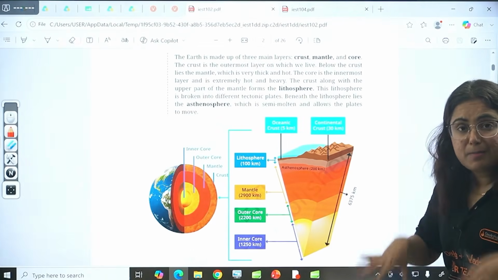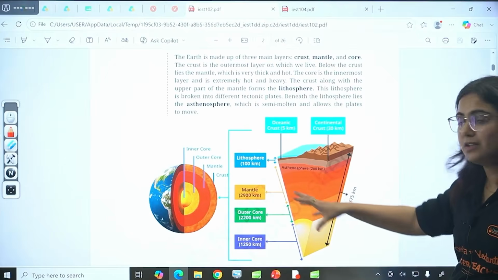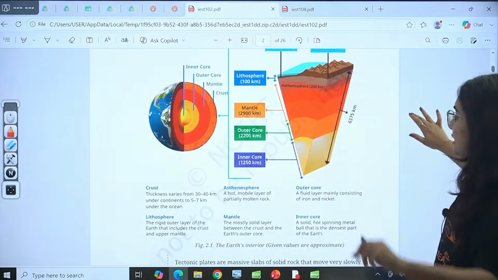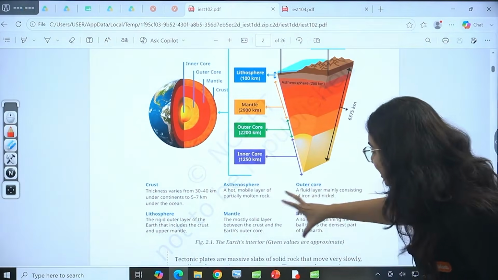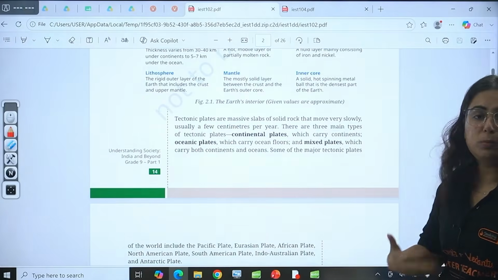Because I remember in class 6, class 7, what was the question? Draw the interiors of the earth, draw a neat and labeled diagram. If you are feeling that we reached class 9, ma'am, this is not going to come. No. See, the pointers here are listed very nicely. I particularly believe that this is going to be helpful.